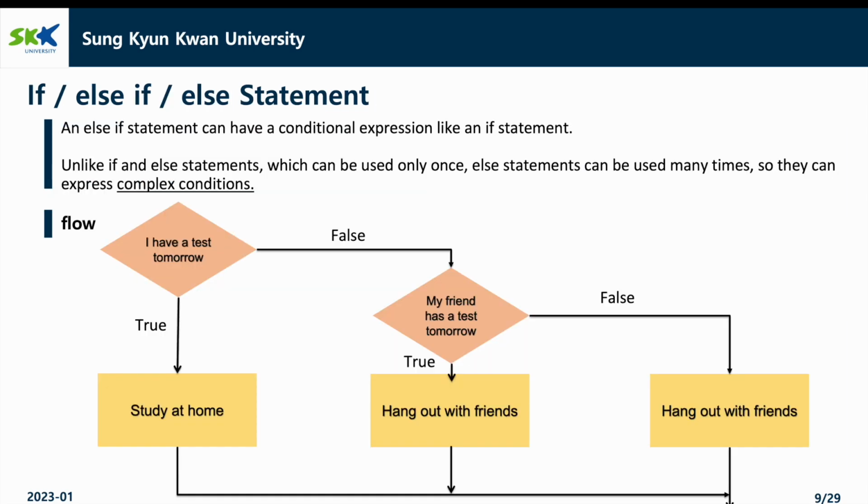Else if statement can solve these problems. An else if statement can have a conditional expression like an if statement. Unlike if and else statements, which can be used only once, else if statements can be used many times so they can express complex conditions.